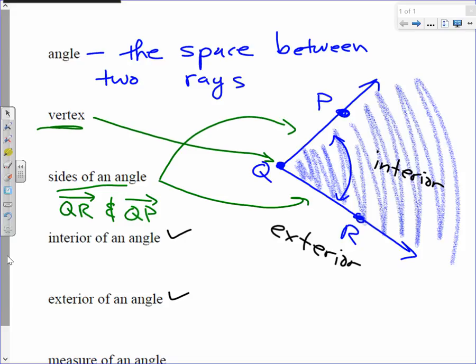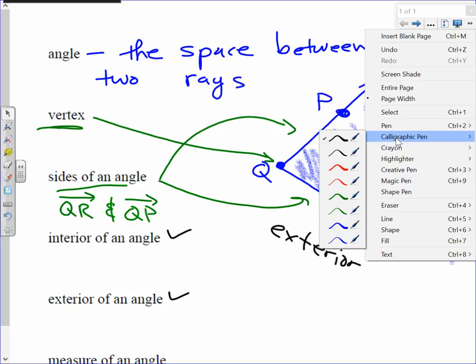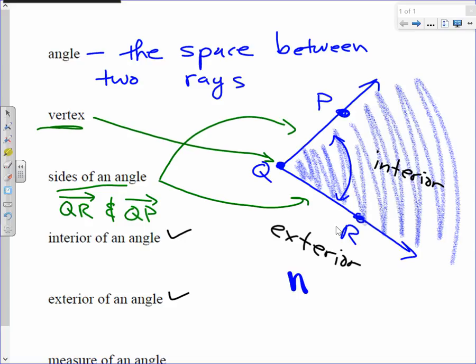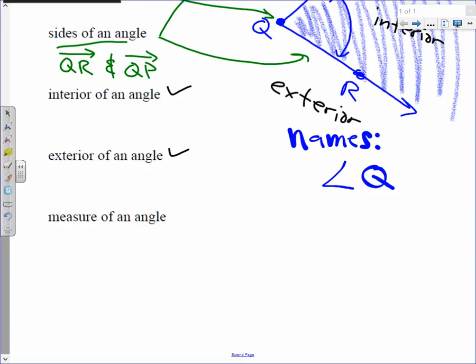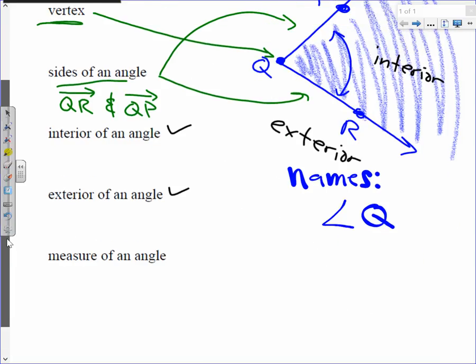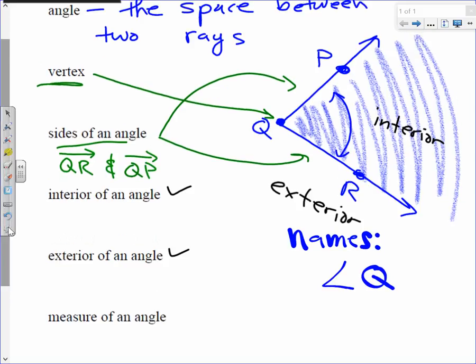Let's talk about names here. Now, if I want to name an angle, let's say we want to talk about this angle, there's three ways to name it. You want to put names. So if I want to talk about this angle that you and I just drew, one way to name an angle is by just naming it by the vertex. Angle, look at the angle symbol. I can call it angle Q. Just by the vertex. So this would be called angle Q that we just drew.